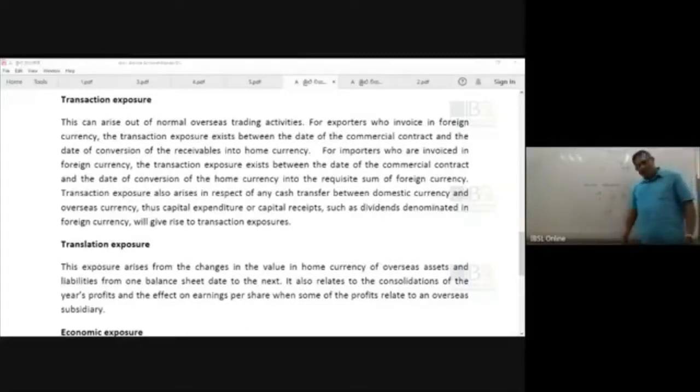Now the 40,000 is out. Or he can open 4 LCs for $10,000, $10,000, $10,000, $10,000. Opening an LC is a very expensive affair. The Swift charges are very high, ranging from $23 to $25. So therefore, the bank will suggest, why don't you open a revolving letter of credit? So the LC value is only $10,000.